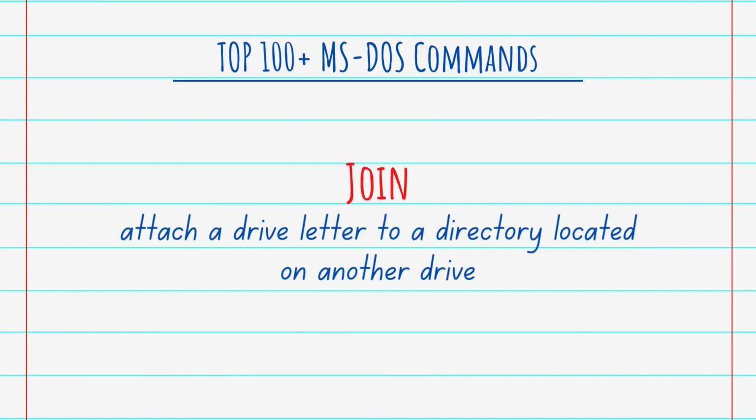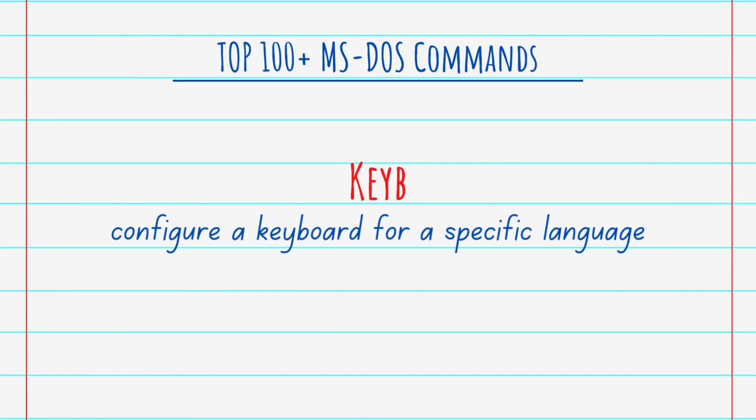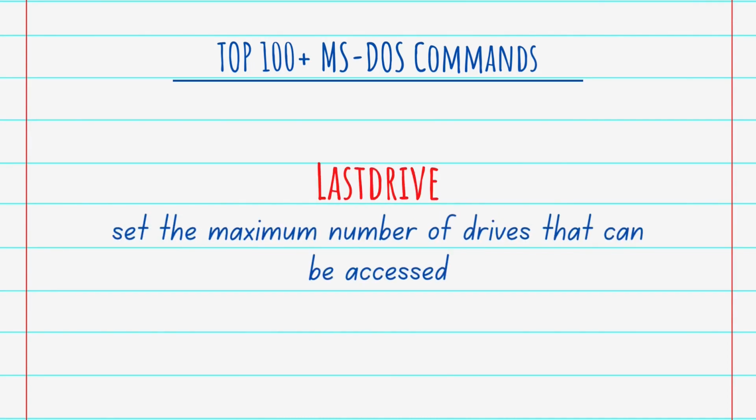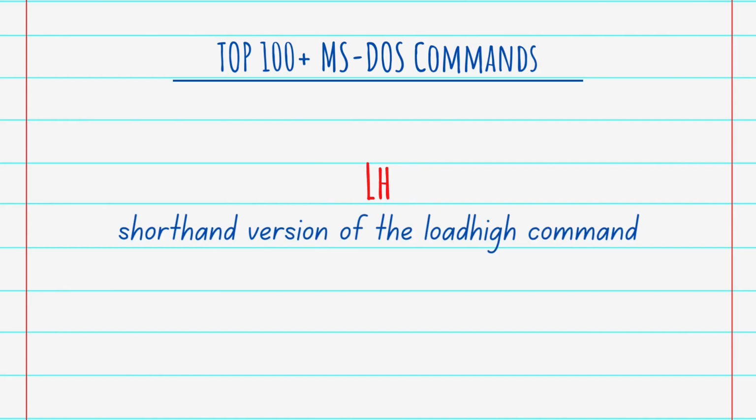It's similar to the subst command, which associates a drive letter with a local directory. Next is the keyb command. The keyb command is used to configure a keyboard for a specific language. Next is the label. The label command is used to manage the volume label of a disk. Lastdrive. The lastdrive command is used in the config.sys file to set the maximum number of drives that can be accessed. Next is the lh command.